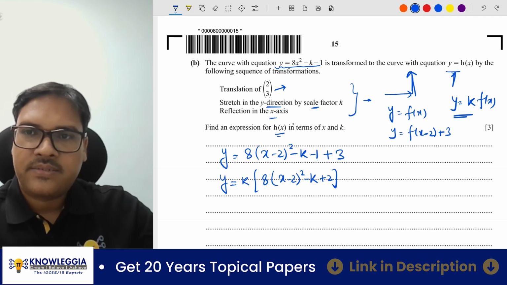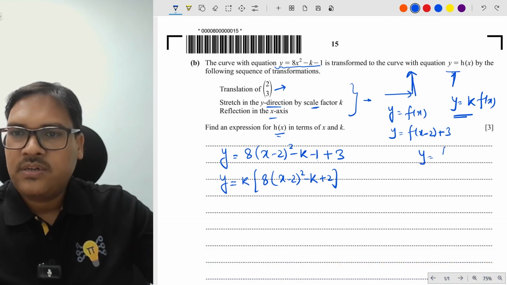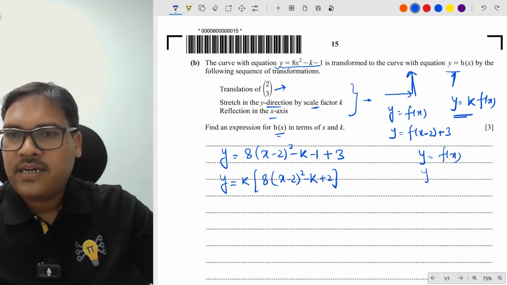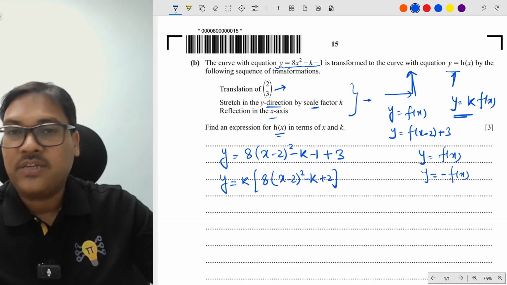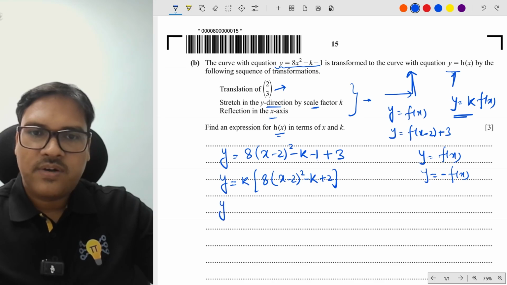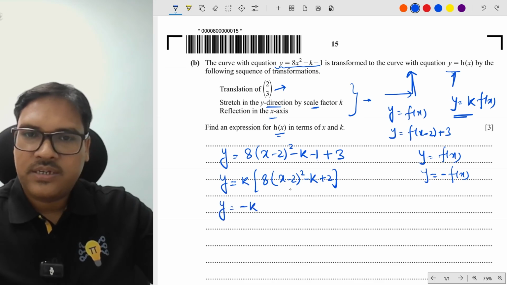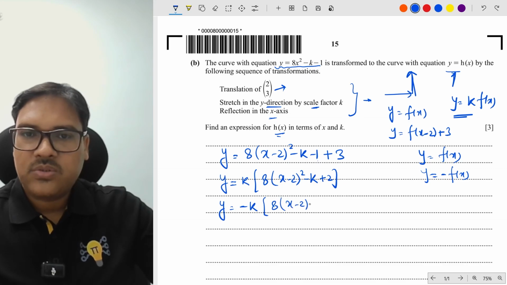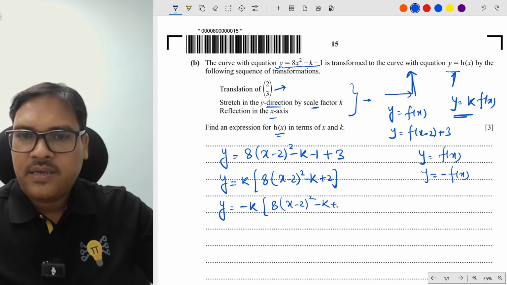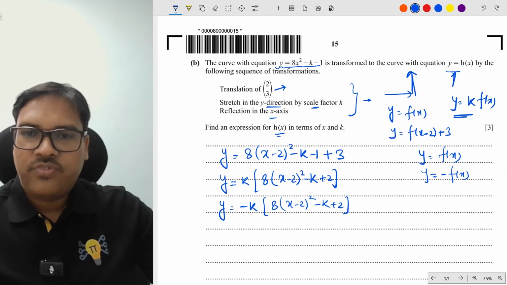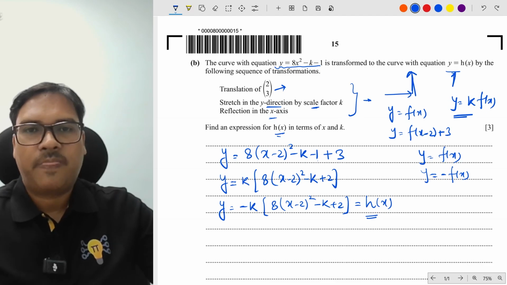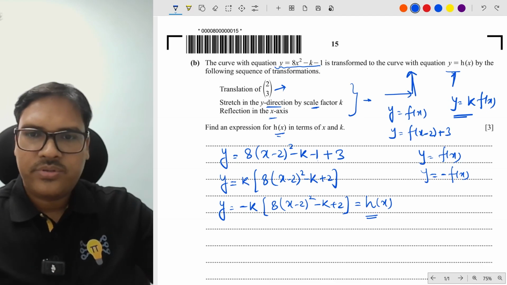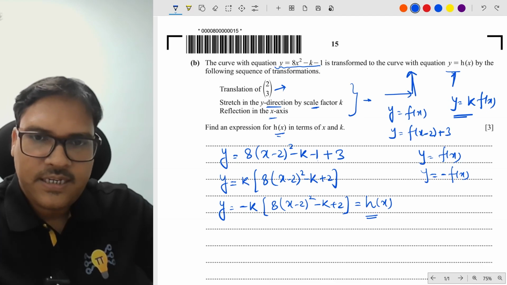Now reflection in the x-axis. If you have any function y equal to f(x), how do you reflect in the x-axis? Basically y will become minus y, so this is minus of f(x). So y is equal to minus of this complete function, which is negative 8 times (x minus 2) squared minus k plus 2. This will be the function. After these transformations, this becomes the h(x) function. I hope this is clear. So this is the expression required in terms of k.